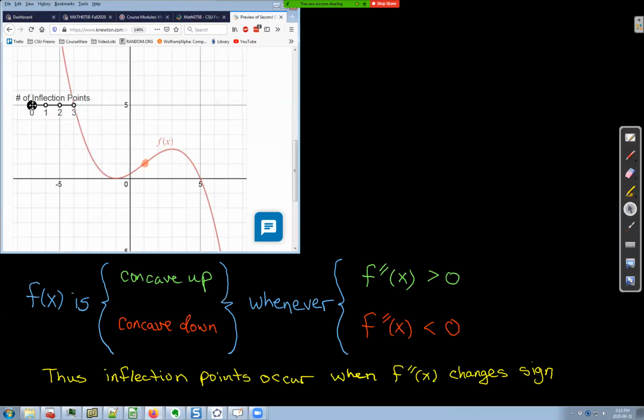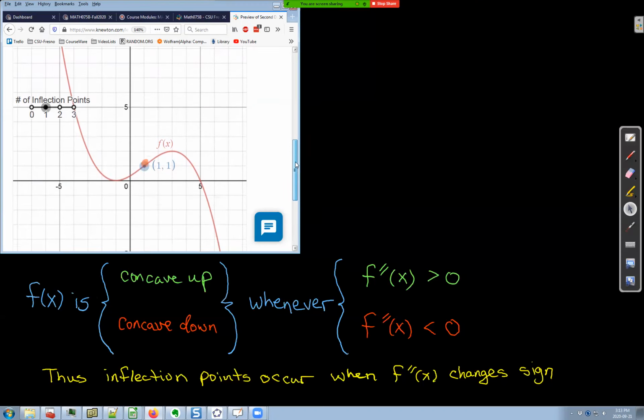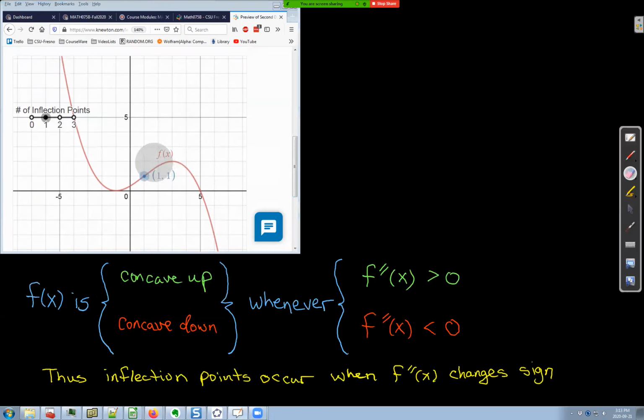Can I move? There we go. So I'll move this, and I think it's about where I put that red dot. Now I'm supposed to drag this until it gets to the inflection point. So I'll call it one, one right there. And now I'm going to cross my fingers.